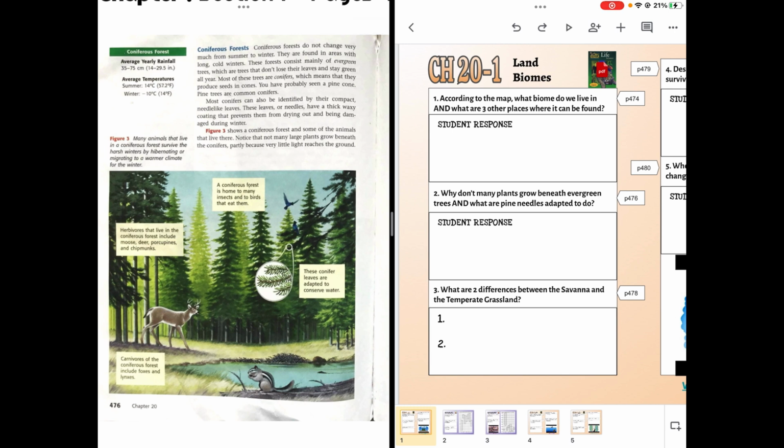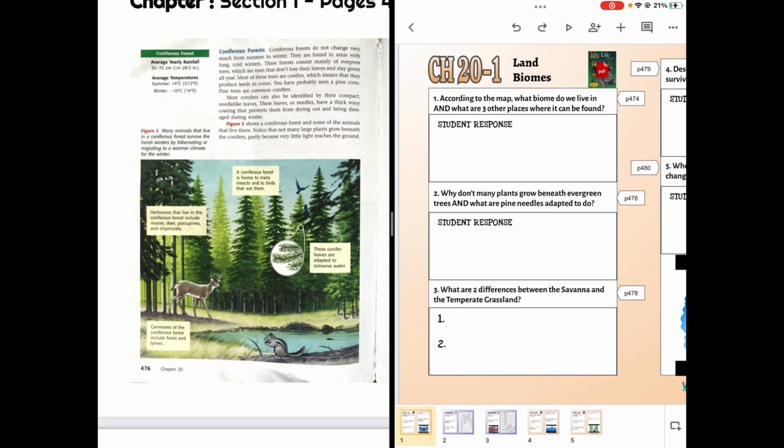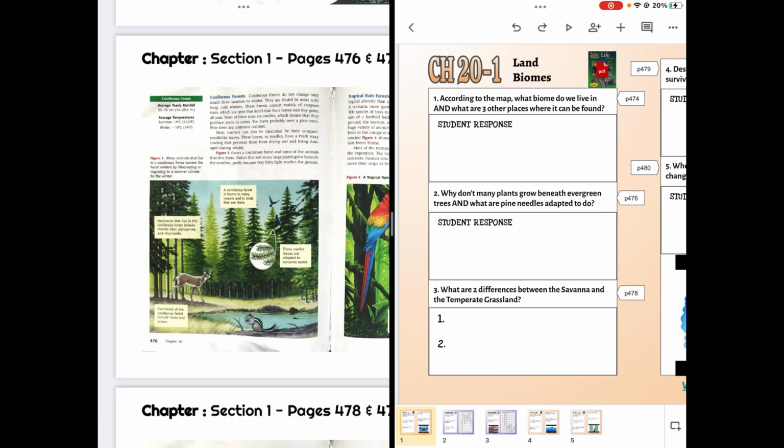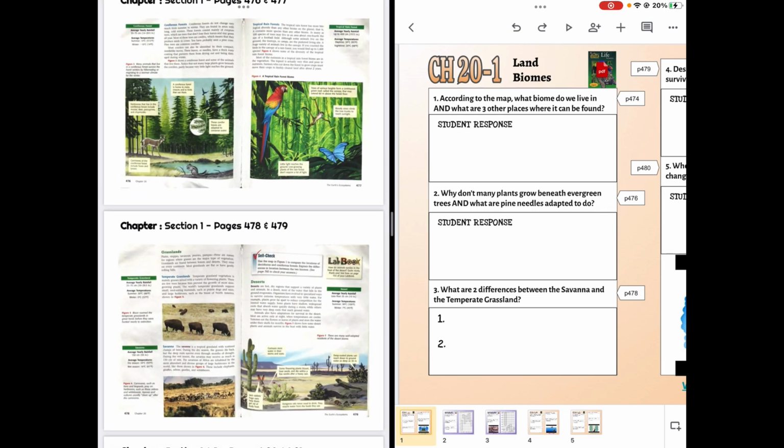Why many plants don't grow there, underneath them, you can read in the paragraph, but also in the pictures. The pictures can be very helpful. And what are pine needles adapted to do? There you go. Then we have a question about the grasslands. So we skip tropical forests. We'll get back to them later.